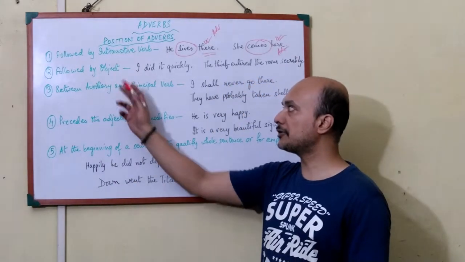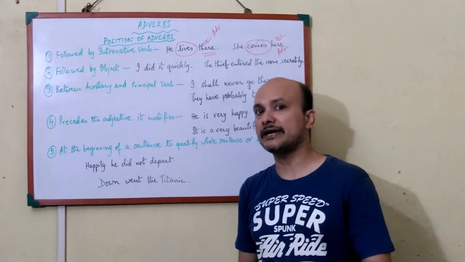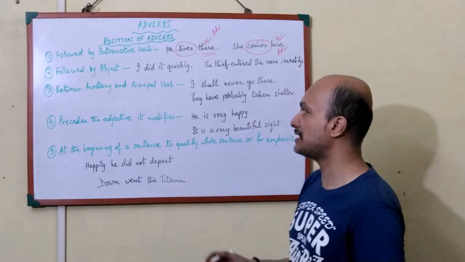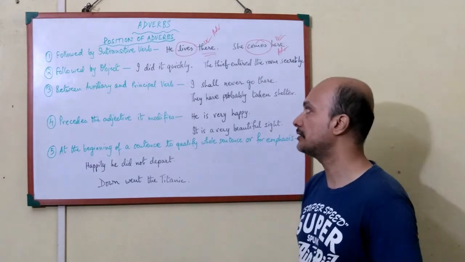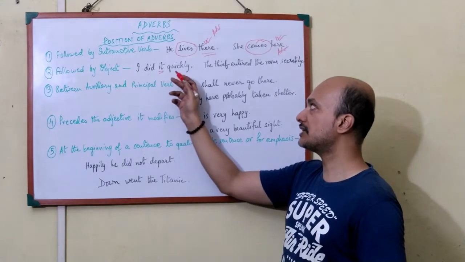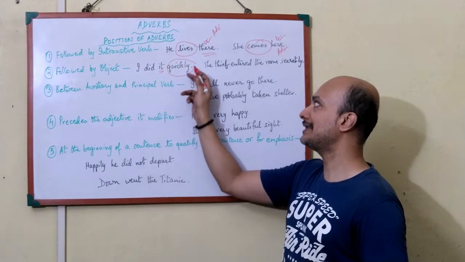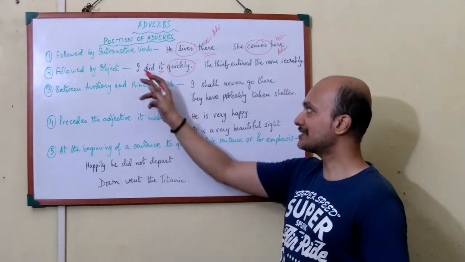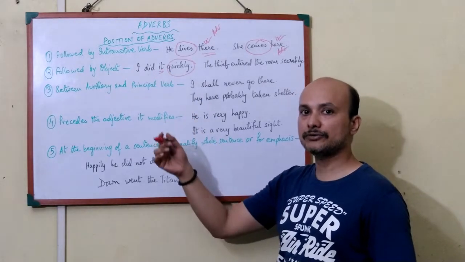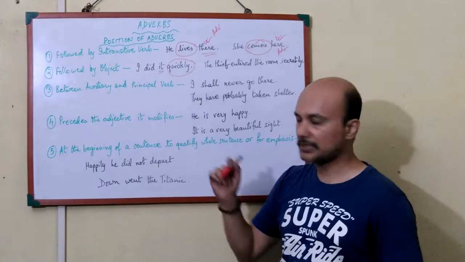Next, followed by object. If there is an object and we have to write the adverb after it, it is written after the object. This is the second place where the adverb can be put in. Like, see, I did it quickly. It is the object. After the object, the adverb is written. The sentence ends with the object it. I did it. After that, we wrote the adverb, which is quickly.